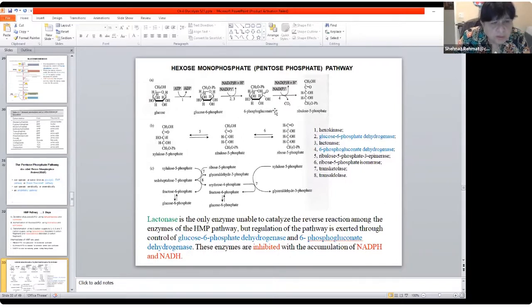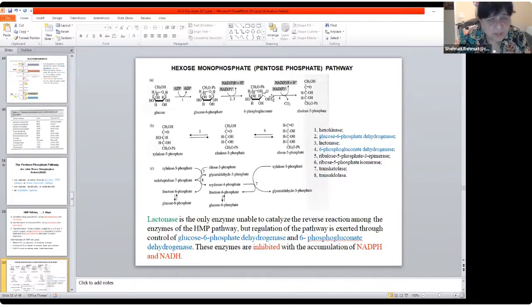So whenever you hear gluconate as an intermediate, you know it is the HMP pathway operating, not glycolysis. Gluconate is created by your enzyme lactonase. So lactonase, gluconate, if you can relate together, product and the enzyme. And of course, your dehydrogenase is operating at the same time and taking away your electrons from here.